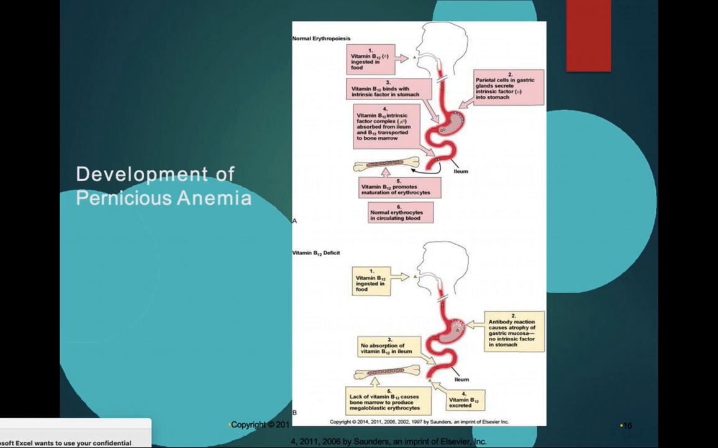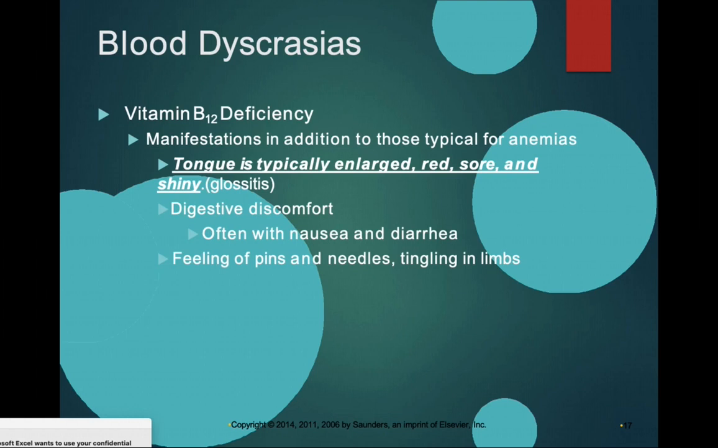So you have lack of B12 that's going to cause the bone marrow to produce megaloblastic erythrocytes, right? There's a demand for oxygen. So the bone marrow is going to push them out before they actually get a chance to mature. They're immature. So they'll probably not just be megaloblastic, but they may also be nucleated as well.